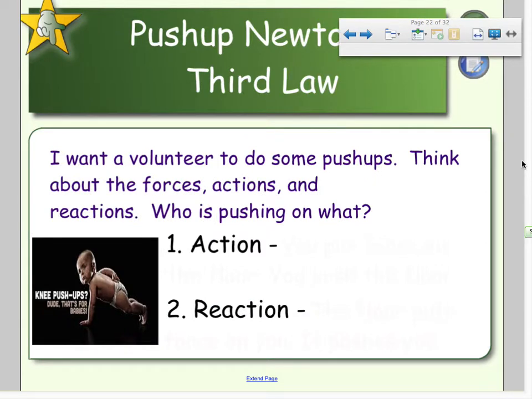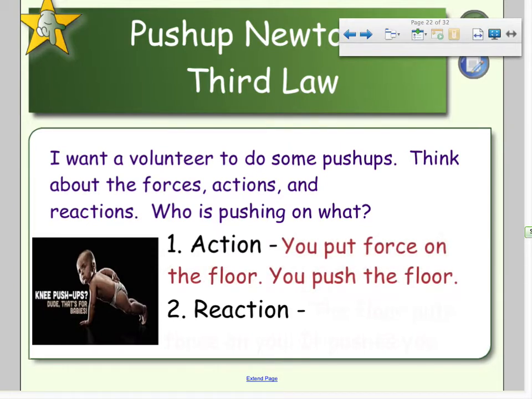So, for instance, here, doing a push-up. The little baby's doing a push-up. Or let's say you're doing a push-up. What is the action? What's the action? What is happening? He's moving up and down. How? By moving on the floor. By pushing. He's pushing the floor down. What's the reaction? That's not the reaction. He's pushing the floor. What's the reaction, Sierra? The floor is pushing him back up.